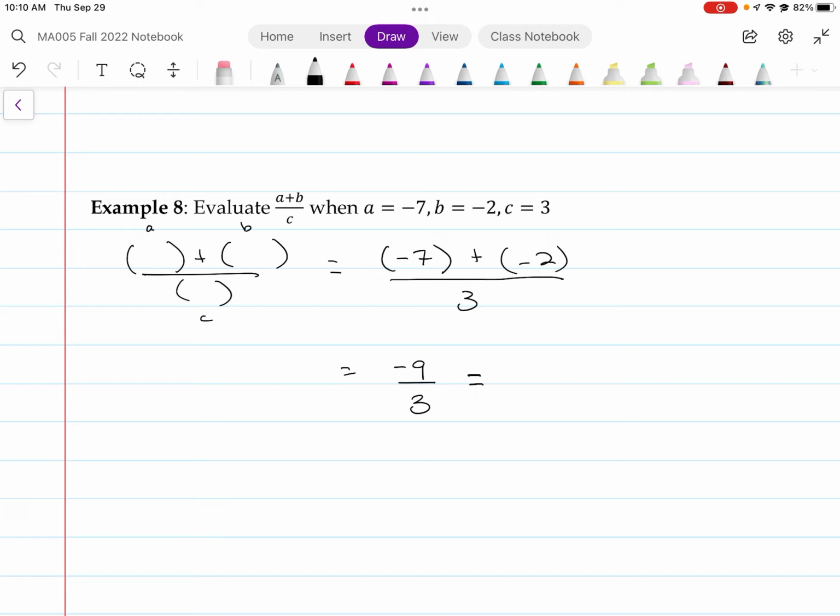So what's negative 9 over 3? In other words, what's 9 divided by 3? 9 divided by 3 is 3, and there's a negative there. So negative 3.